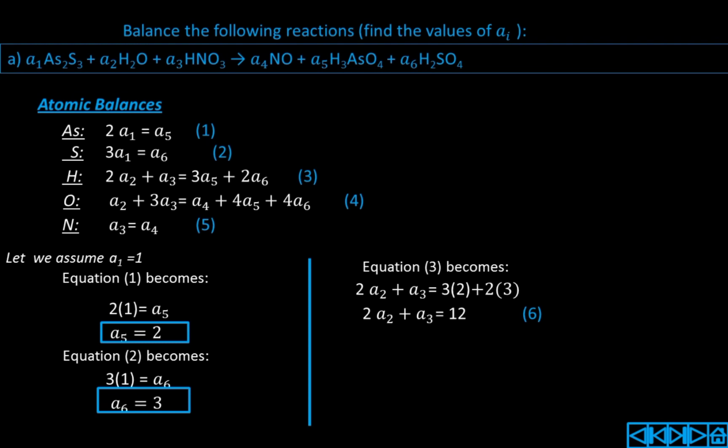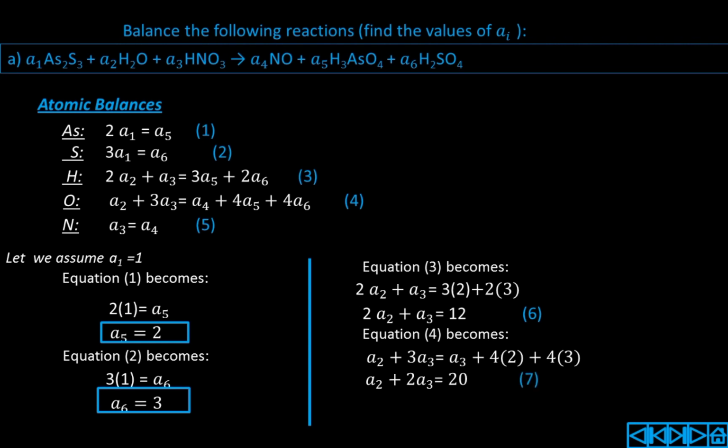Now if we have another equation with the same variables, we can easily calculate the values of a2 and a3. And if we put all these values of the stoichiometric coefficients in equation number 4, we get another equation. The equation that we get is a2 plus 2a3 equal to 20. We call this equation 7. So now we have two equations 6 and 7, and we can easily solve them simultaneously to get the values of a2 and a3.